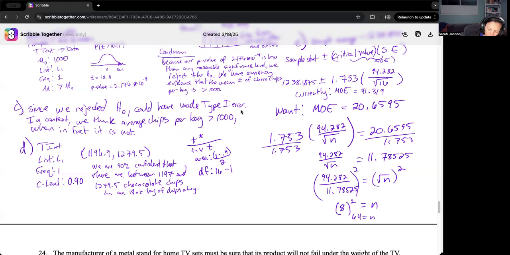So notice, we wanted to cut our margin of error in half. We wanted to divide the margin of error by 2, which meant we needed to increase our sample size by 2 squared because of this square root. So we needed to increase our sample size by a factor of 4 because 16 times 4 is 64. You could probably have figured that out algebraically, but still good to go through the math sometimes. All right, moving right along.